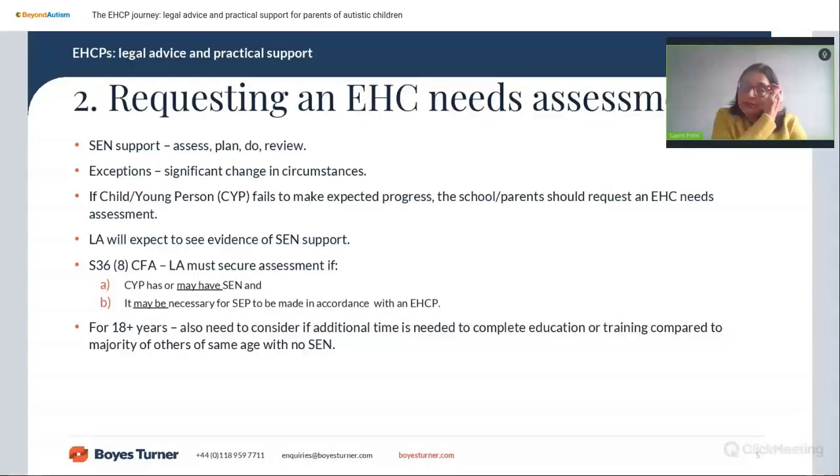Now, going on to requesting an EHC needs assessment. Wanting an EHCP is not your first port of call. First of all, I would advise you to have a conversation with the school SENCO, and the school should be putting in a cycle of what we call assess, plan, do, review.